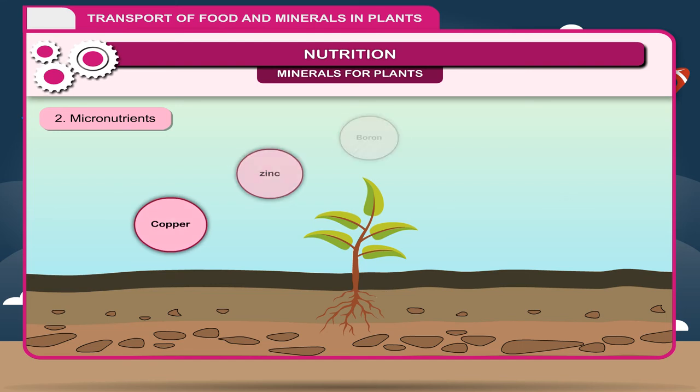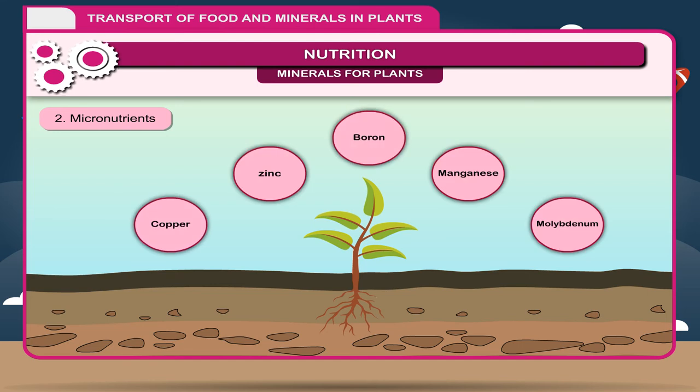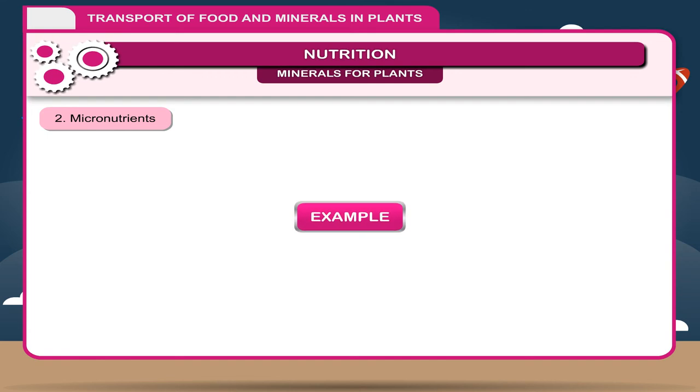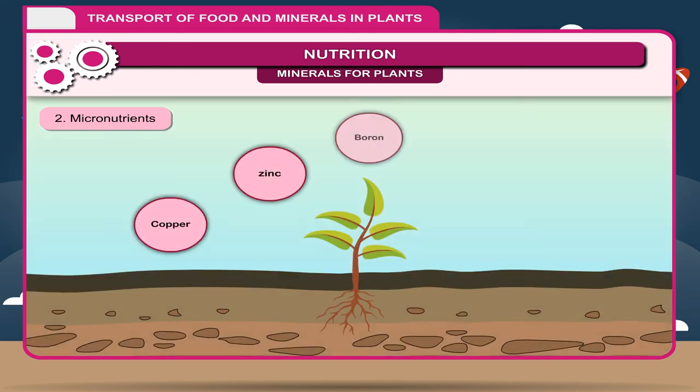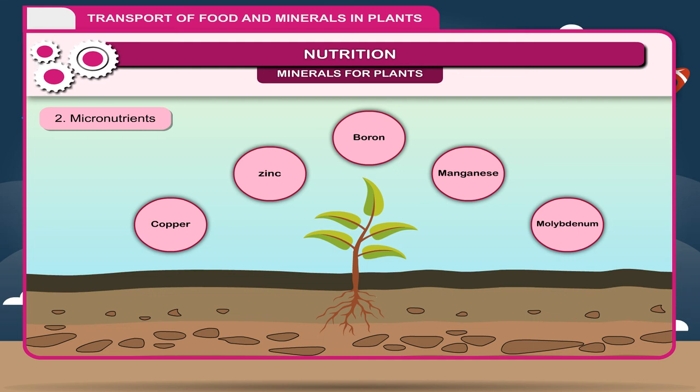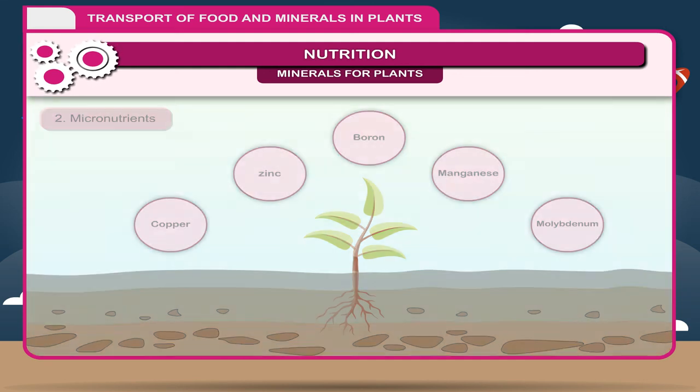2. Micronutrients. These are the elements that are required in a very small quantity. Example, copper, zinc, boron, manganese, and molybdenum. They are also called trace elements.